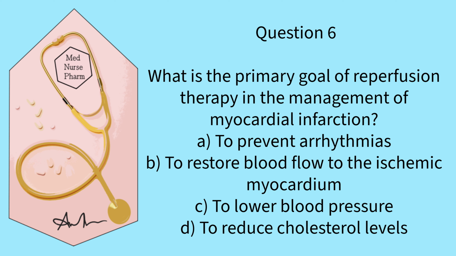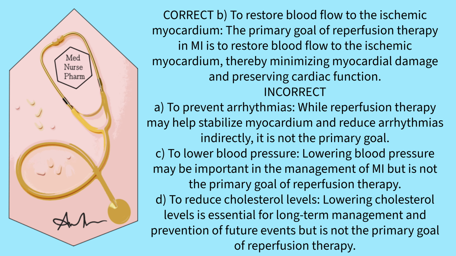Question 6. What is the primary goal of reperfusion therapy in management of MI? To prevent arrhythmias, to restore blood flow to the ischemic myocardium, to lower blood pressure, to reduce cholesterol levels. Pause the video and select your answer. The correct answer is B. To restore blood flow to the ischemic myocardium. The primary goal of reperfusion therapy in MI is to restore blood flow to the ischemic myocardium, thereby minimizing damage and preserving cardiac function.